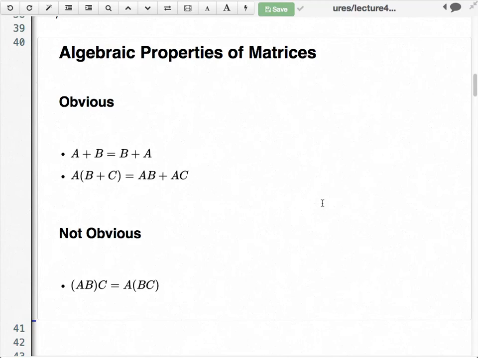I'll just record that up here. You can multiply an n by m matrix times an m by r matrix. And that's the only thing you can multiply. So if you just choose any numbers at all for n, m, and r, then you can do the multiplication.